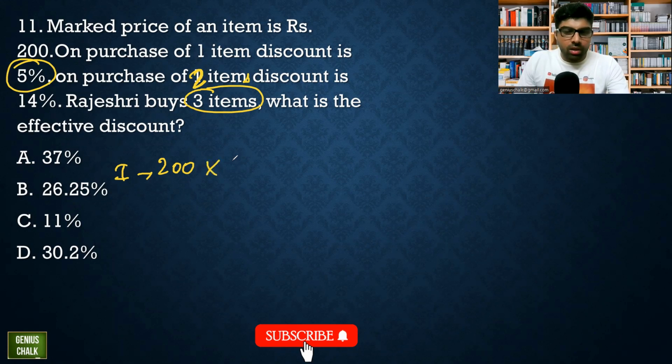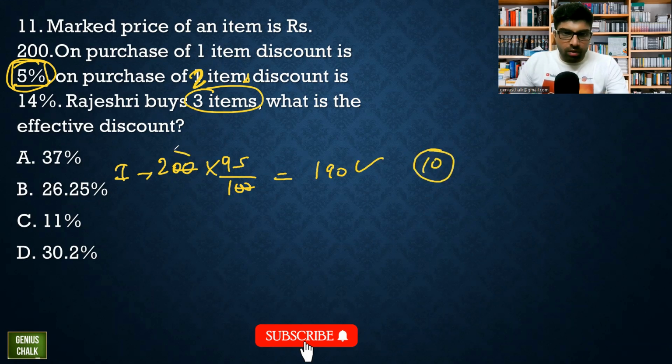5% is 5 by 100. That means, can I say if 5% is the discount, I will get 95% of the price? Yes. So how much will I get? 95 of 200 is 190. So I have got 10 rupees discount. You can see whatever the MRP was, 200, I am getting it at 95% because 5% is the discount.